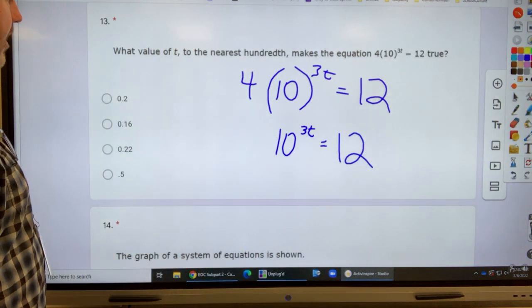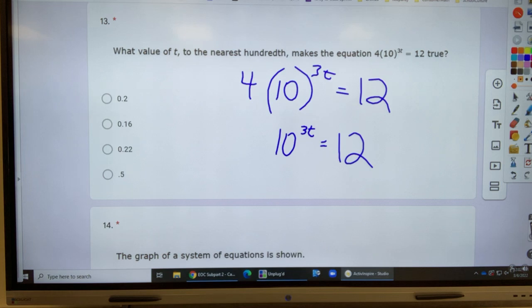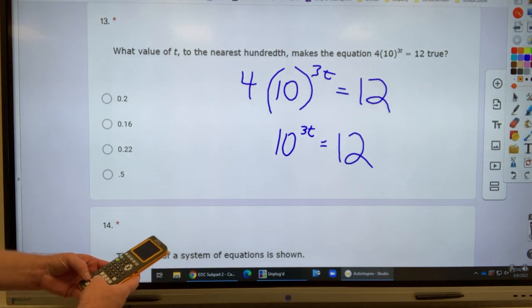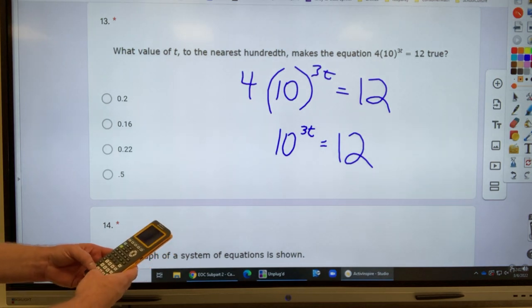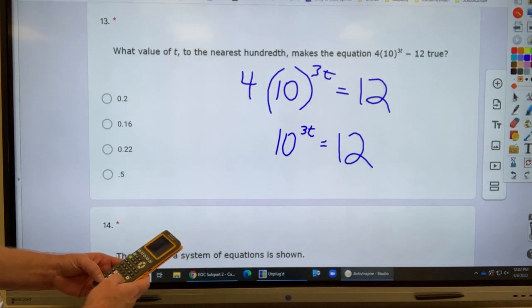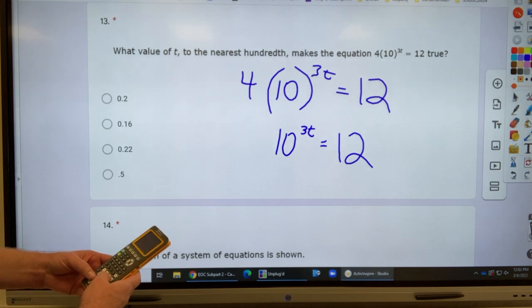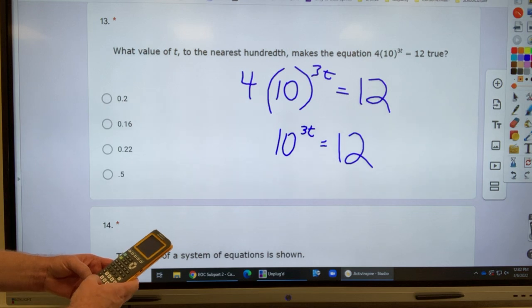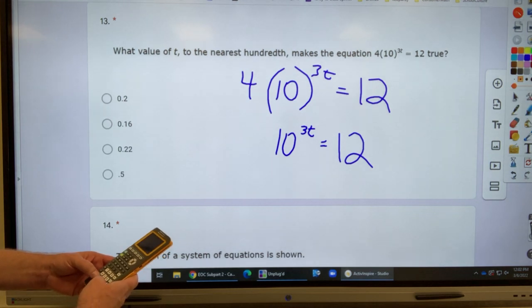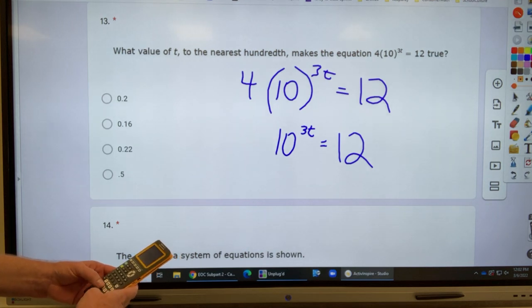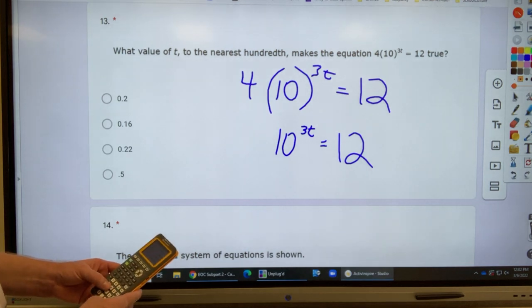So what do we do here? We can plug our answers in. Let's just plug those 4 answers in real quick. 10 to the 3 times 0.2. Is it 12? It is not. 10 to the 3 times 0.16. That's not 12. 10 to the 3 times 0.22. That is not 12 either. I'm going to go with 0.5, 10 to the 3 times 0.5. That's 31. So what have I done wrong?